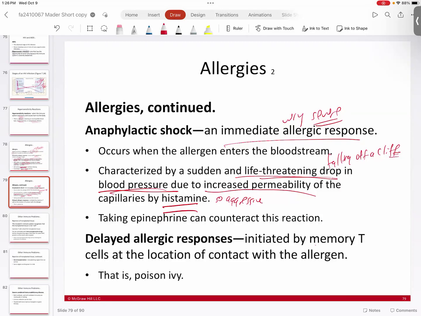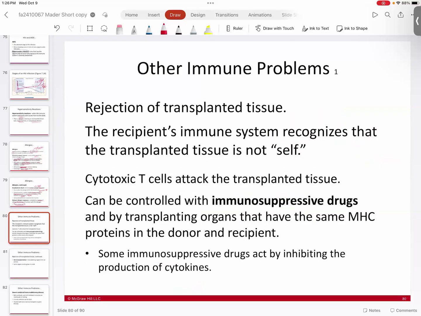Oftentimes these will be triggered by your memory T cells. Once they're triggered by your memory T cells, these will cause a lesser reaction, but it's still a reaction. For instance, this is what happens when you get poison oak or poison ivy. You get a reaction in the local area of wherever you touched it, right? Because there's an allergen associated with the oils of these particular plants.